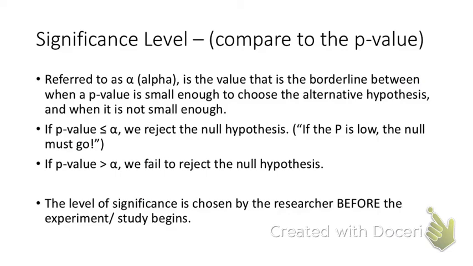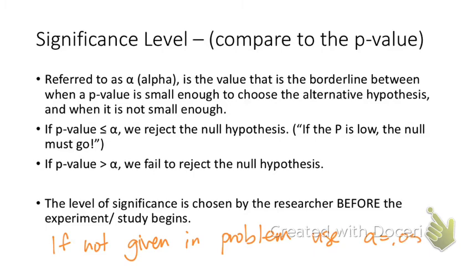So that was just an activity. The significance level will always be given to you. If it's not given in the problem, then you use alpha equals 0.05, because that is the most average one. Otherwise, it'll say use this significance level or something like that.